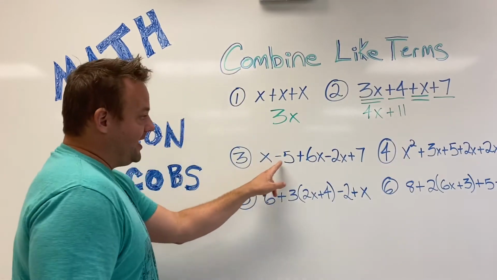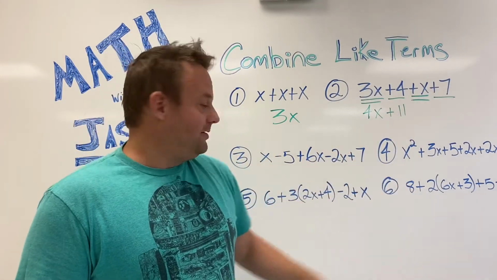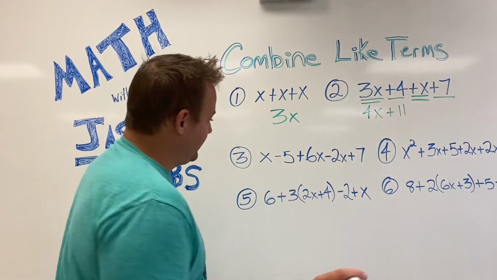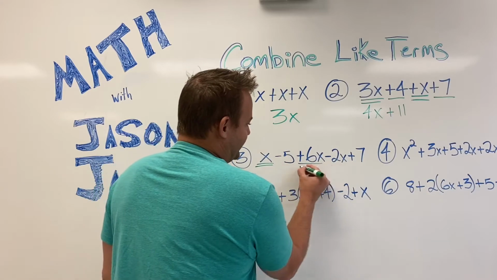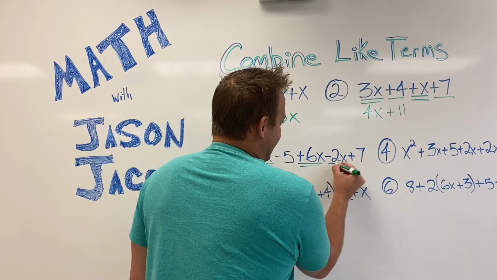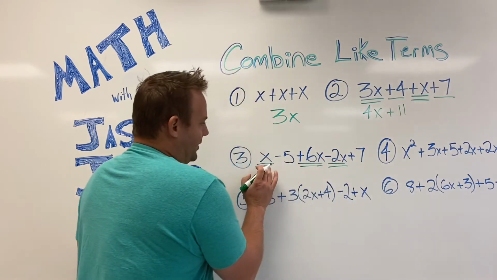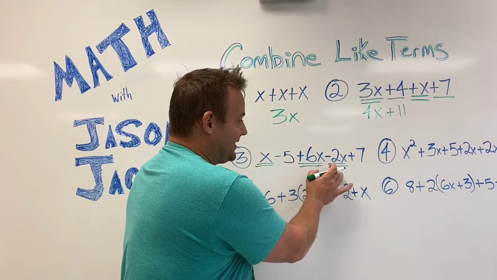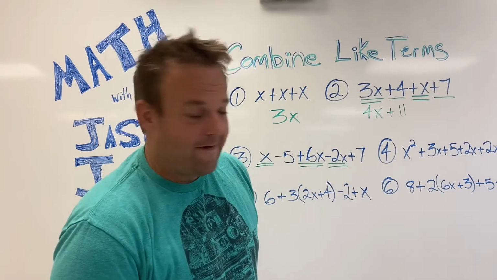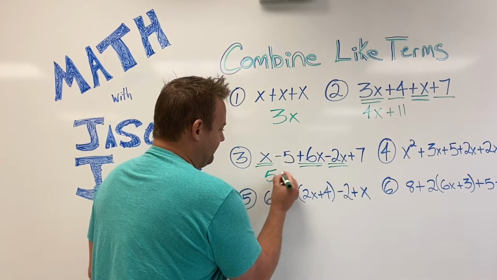All right, now I put negative integers in here, which hopefully won't mess you up, because watch. Positive x, positive 6x, and a negative 2x. So we have x plus 6x, now that's 7x. Now, 7x minus 2x is 5x. So we have 5x here.